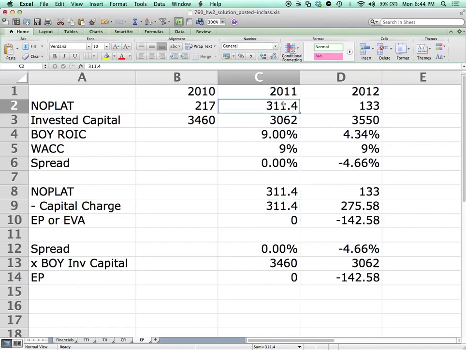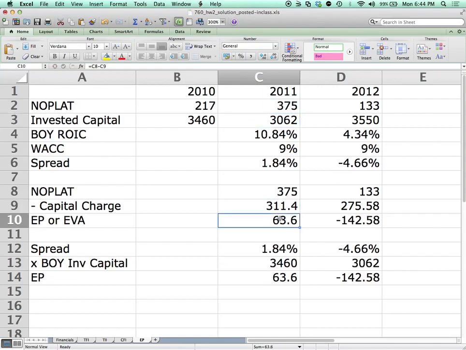If my NOPLAT was 375, then I earned $63 million more, $63.6 million more than was necessary to meet a 9% expectation. So in a way, it's kind of like an NPV. All right, it's just an NPV for one period. Okay, that's economic profit. It's just a one period change in value of the company. All right. As a matter of fact, the valuation of that is if I forecast all the changes in values, I get the value of the firm over time.